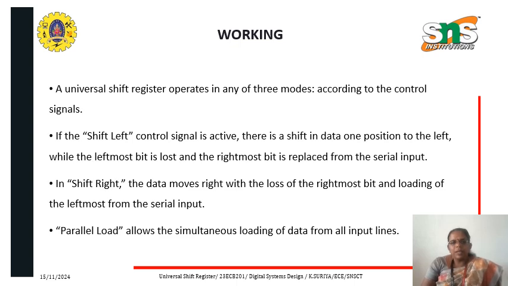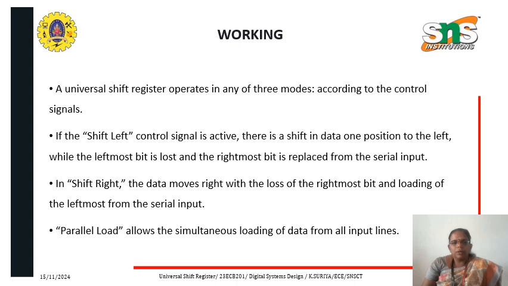In the shift right, the data moves right with the loss of the rightmost bit and loading of the leftmost bit from the serial input. Parallel load allows the simultaneous loading of data from all the input lines. The register retains its current data if none of the control signals have been activated.